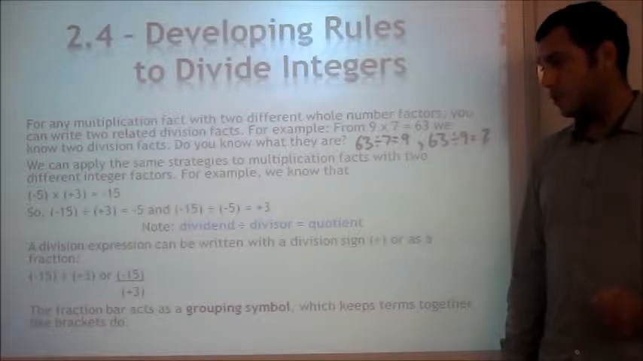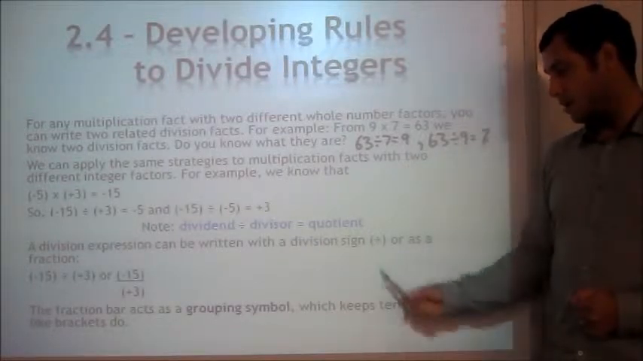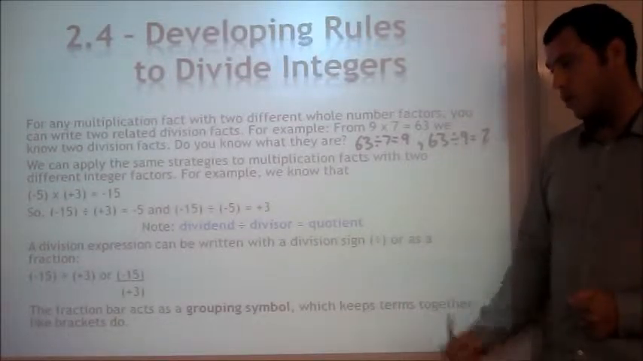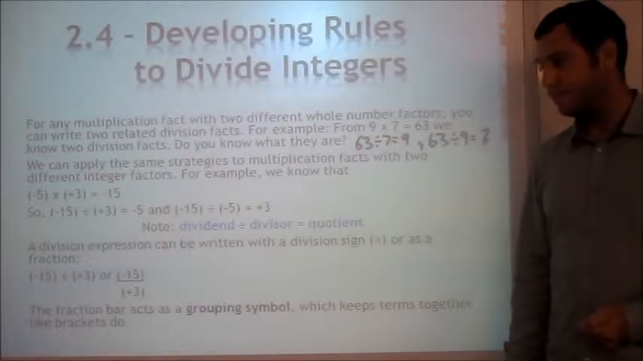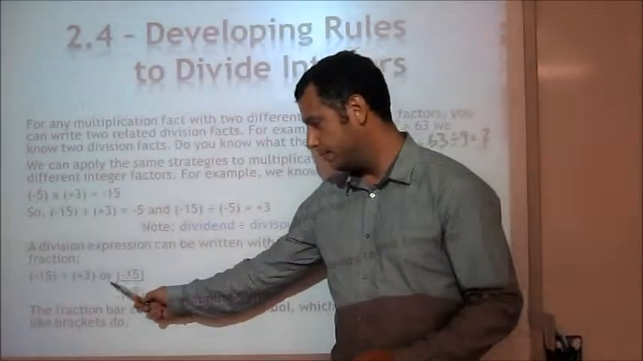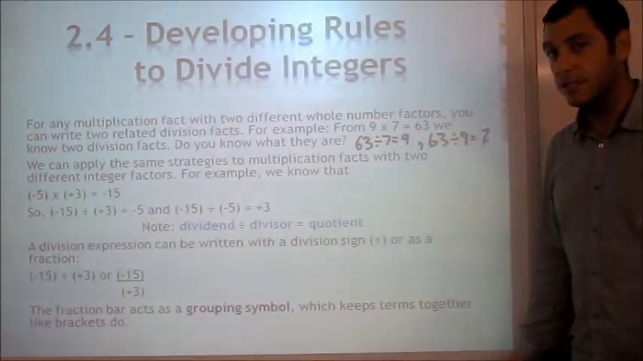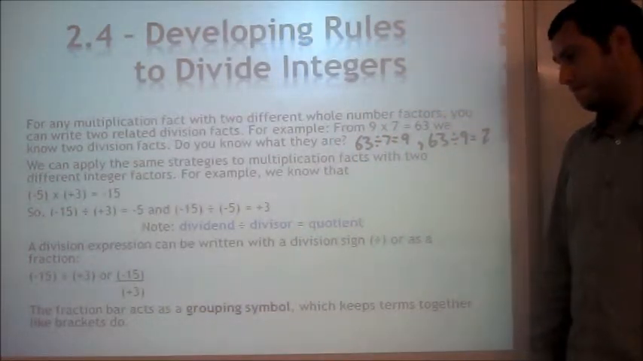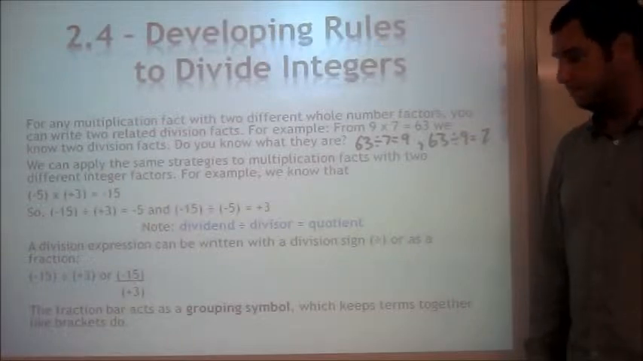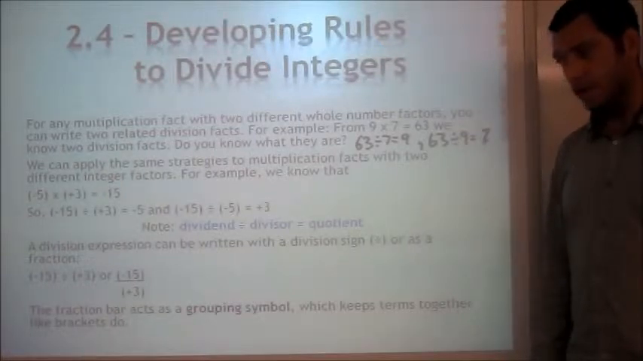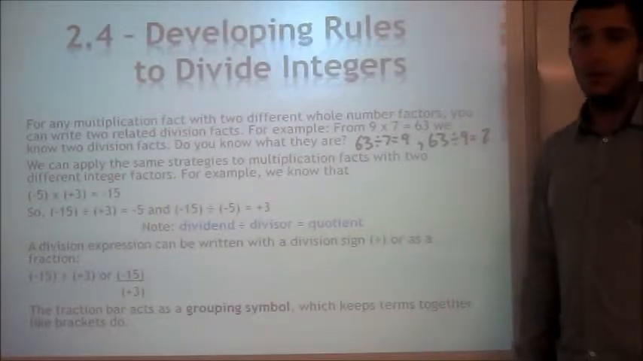A division expression can be written with a division sign that looks like this, or as a fraction. The fraction bar, this bar underneath the negative 15, simply means divide. It acts as a grouping symbol, which keeps terms together like brackets do in a problem.